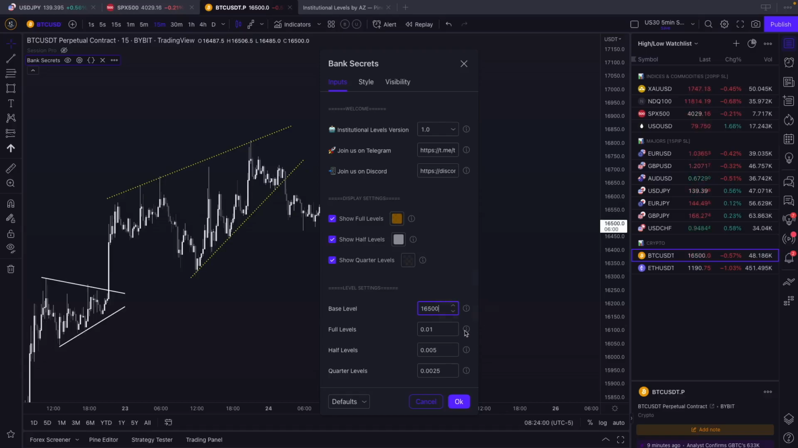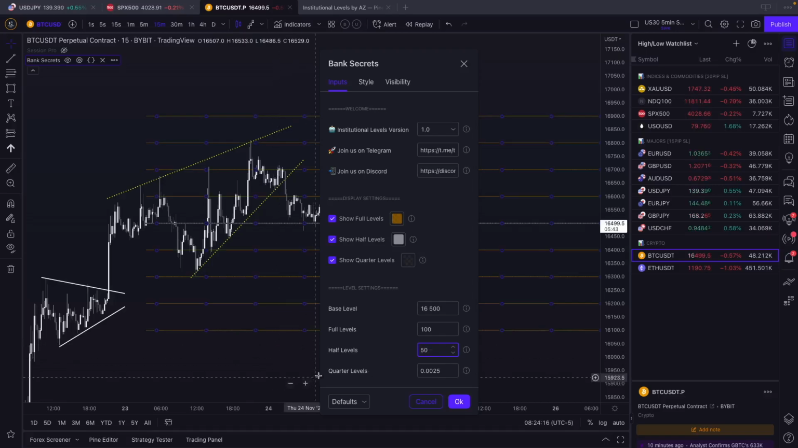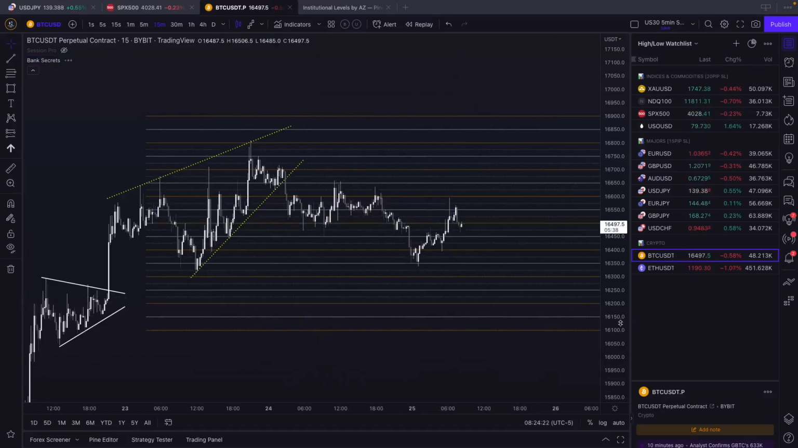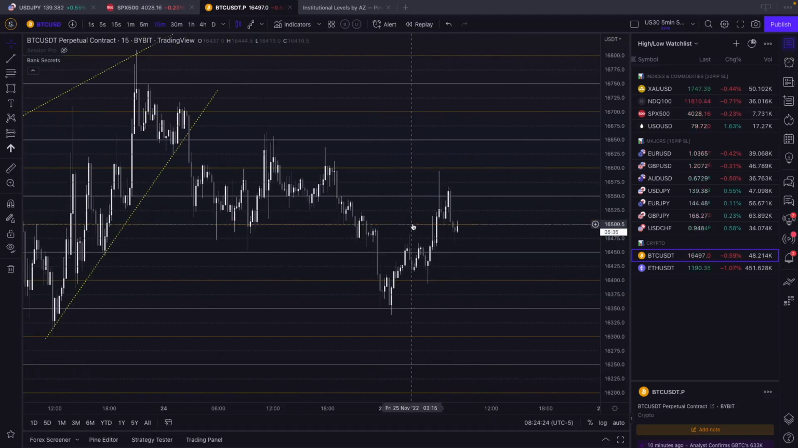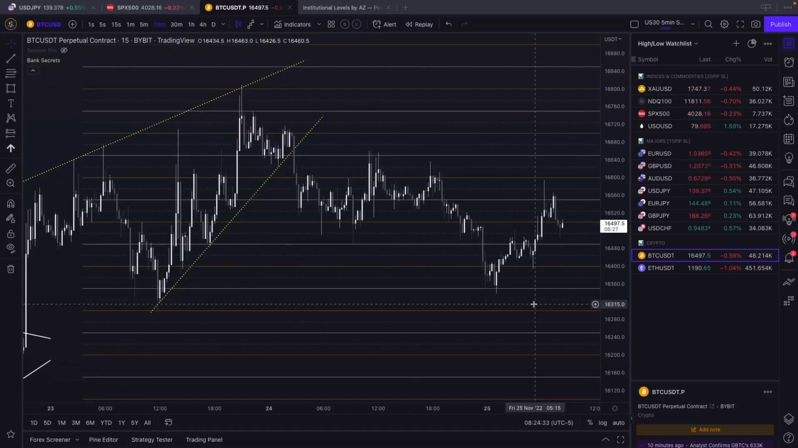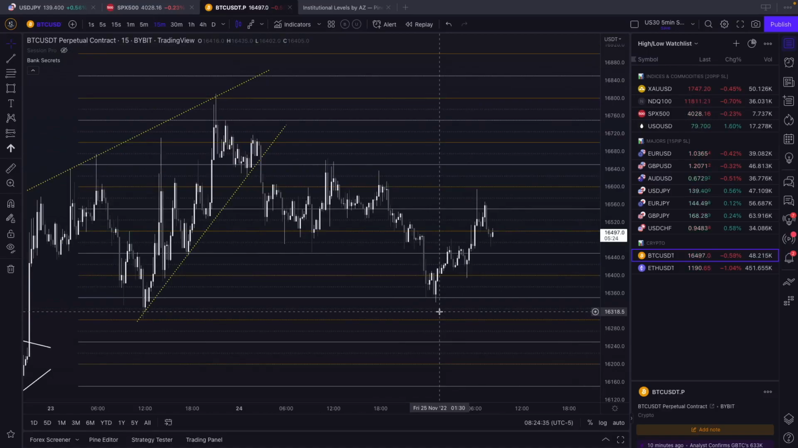16,500. On the full levels, we hover over the information button, and here for Bitcoin, Ethereum, it's going to show us 100. So we're going to type in 100 here. For Bitcoin, Ethereum here, it's 50, so it's half of your full level, obviously, and it's a quarter of your full level, which is 25 right here. Zack. And here we go. Now we have our 100 pip or $100 ranges basically here on Bitcoin USDT, our $25 ranges.